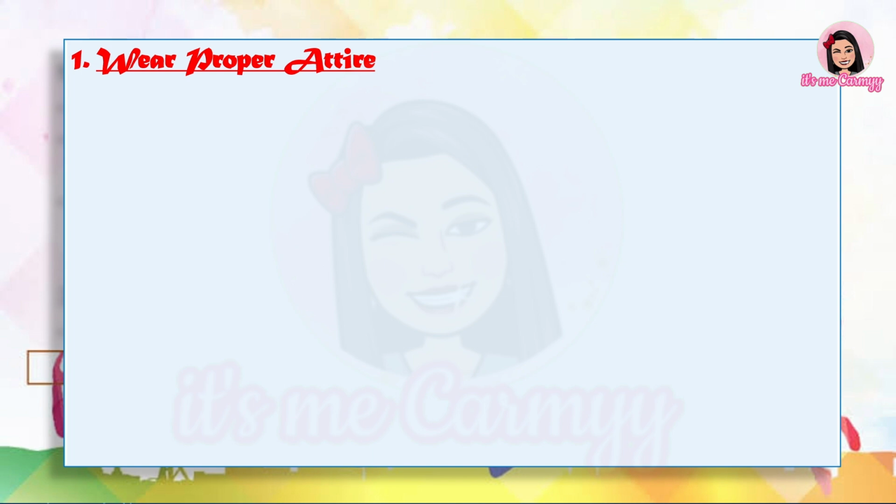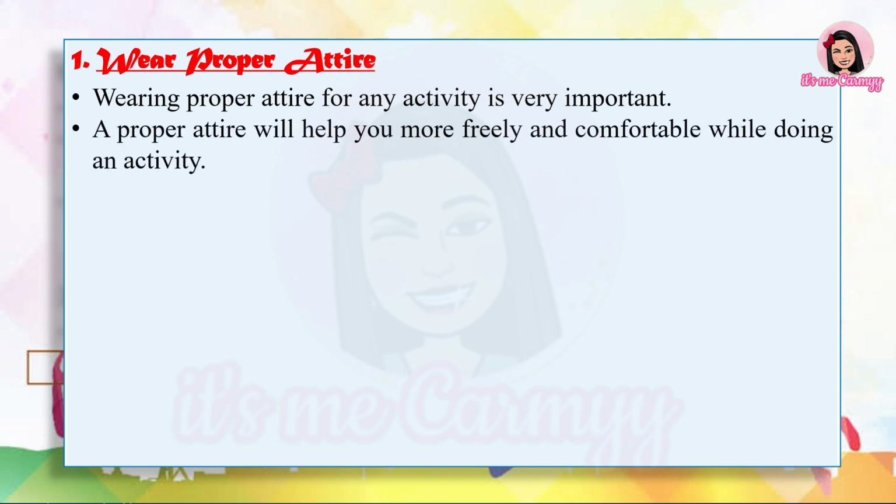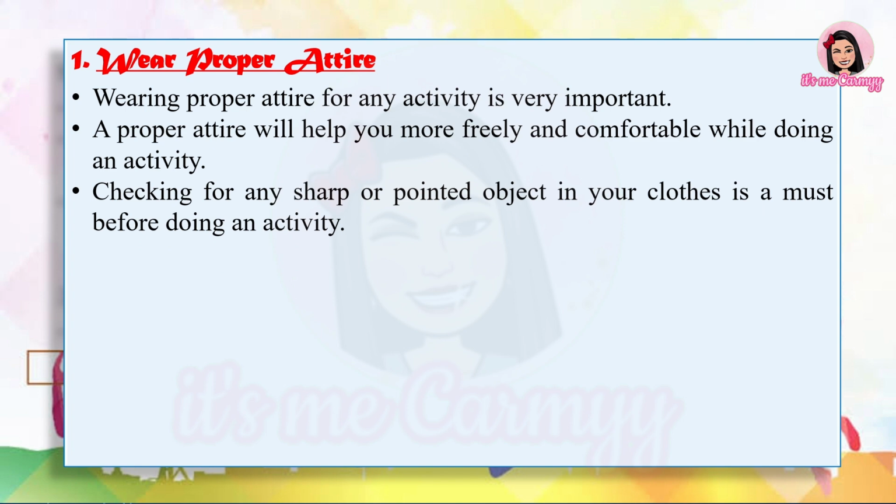Here are the safety precautions or precautionary measures. Number 1. Wear proper attire. Wearing proper attire for any activity is very important. A proper attire will help you move more freely and comfortably while doing an activity. Checking for any sharp or pointed object in your clothes is a must before doing an activity.